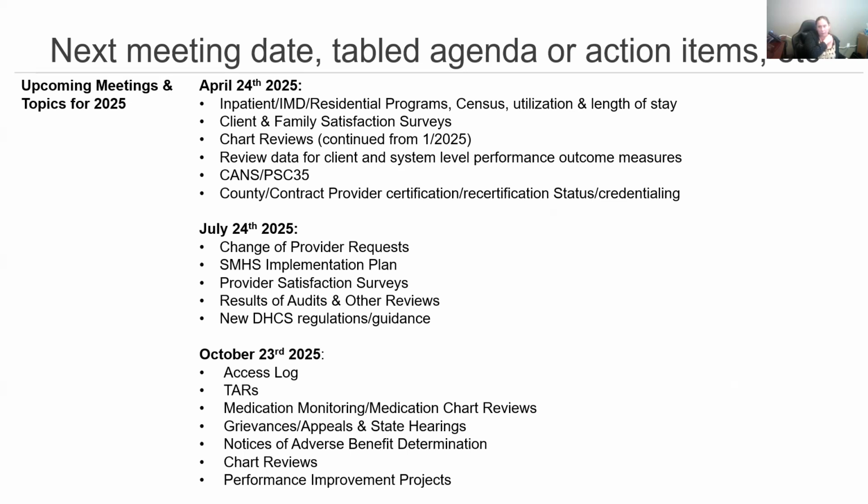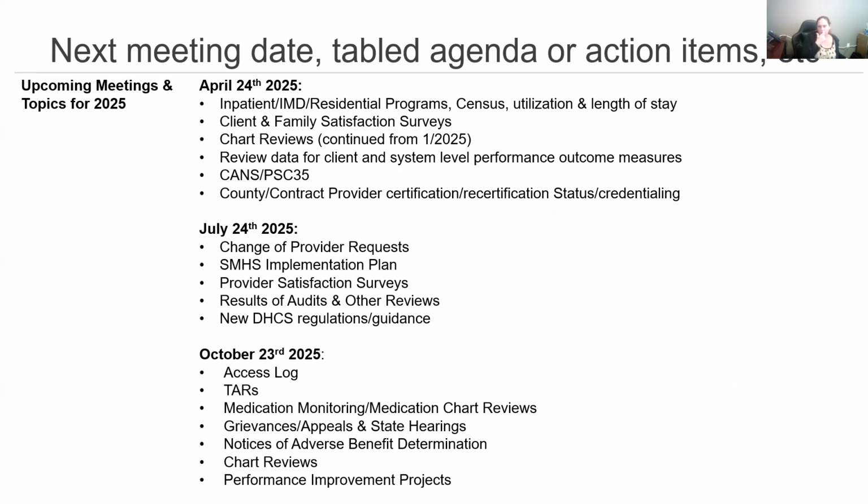We'll talk about provider satisfaction surveys and the results of audits and other reviews. And then I kind of push this topic, new DHCS regulations and guidance, just so that we go over it at least once. But talking about those BHINs that are really impactful to the programs. If you look at all the BHINs that DHCS issued in 2024, we're probably talking 50 or 60 of them. So I couldn't possibly go over every single one of them, but there are some that are very, very impactful to our programs and services, and change the way we're doing things from the way we did them before. So it's important to discuss those.